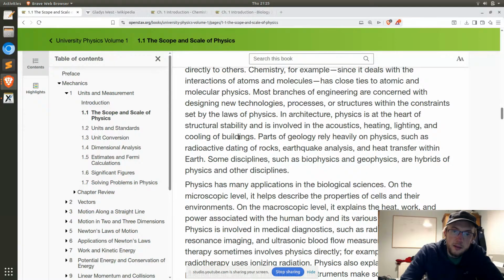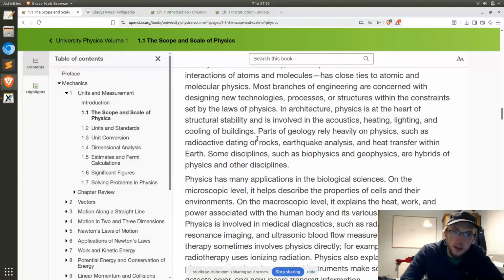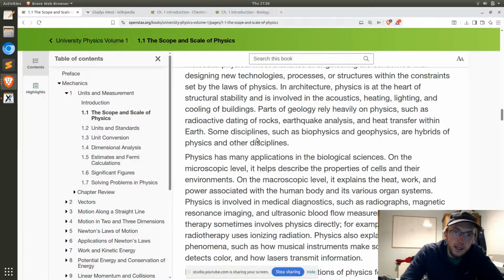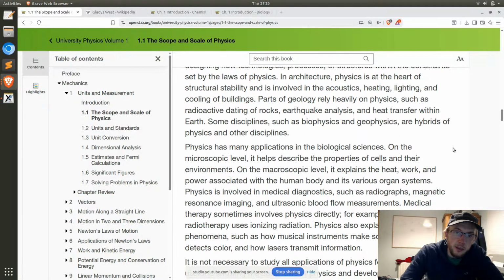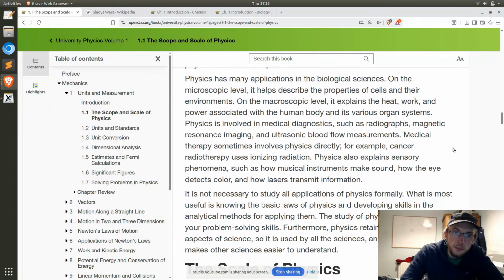Yes, it is. I'm surprised they haven't mentioned optics. Parts of geology rely heavily on physics, such as radioactive dating of rocks, earthquake analysis, and heat transfer within the Earth. And then you get hybrid disciplines, biophysics, geophysics. That's combining physics with other disciplines.